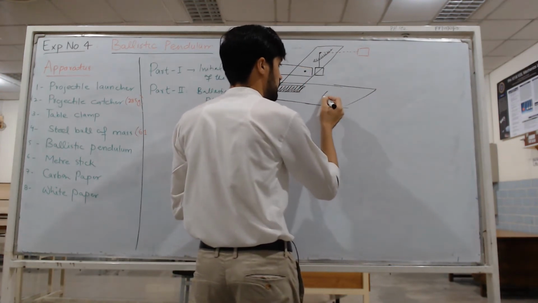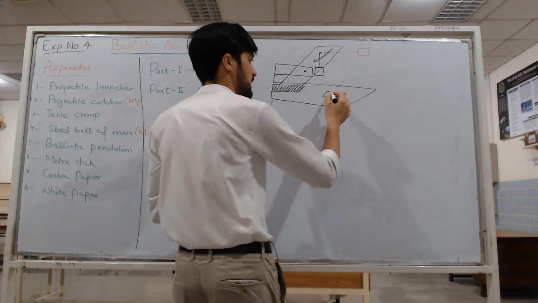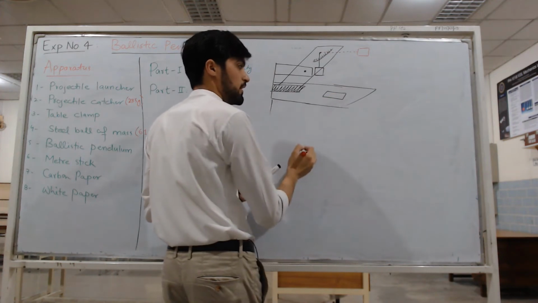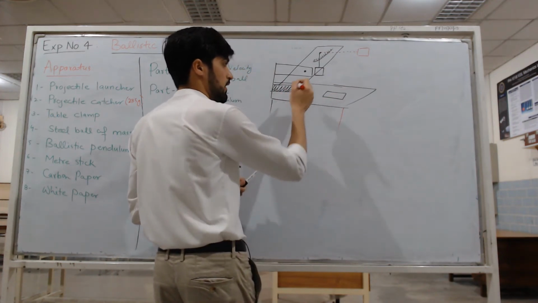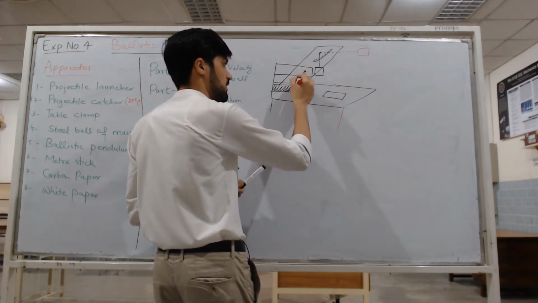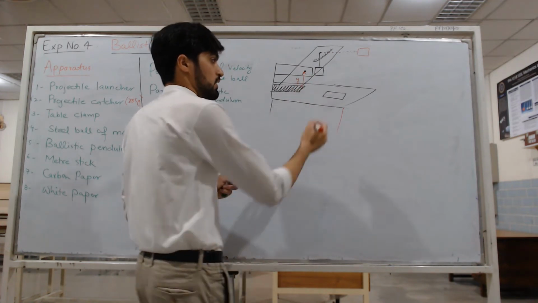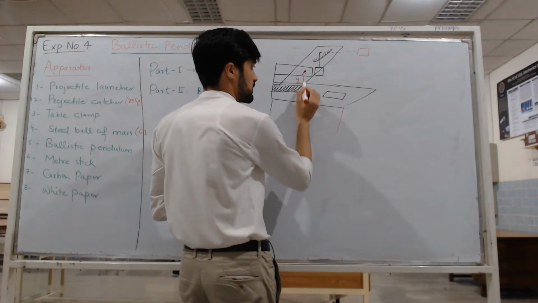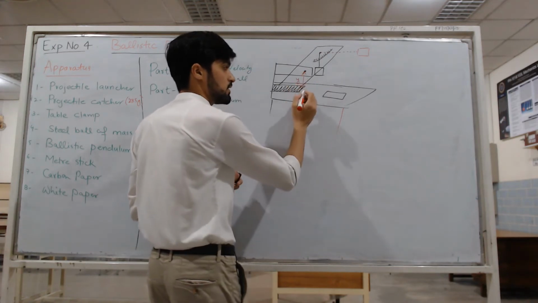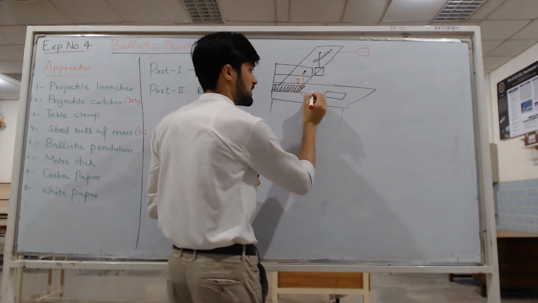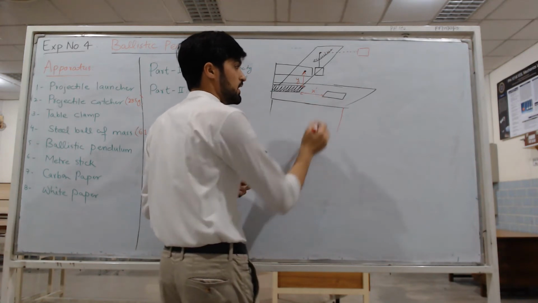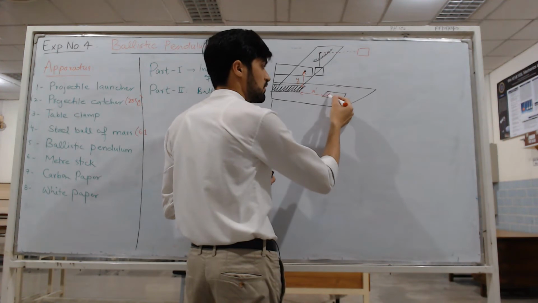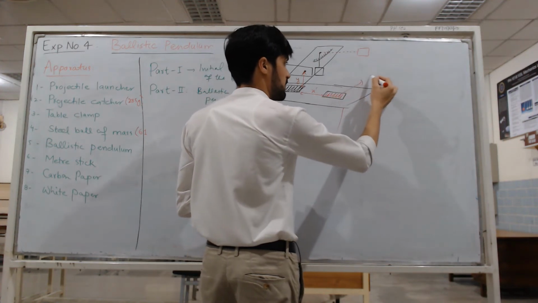You will keep a white paper, and at the top, you will place a white paper right in front of the projectile launcher. Its distance from the table surface is y. The distance from the plus symbol on this projectile launcher to this page is x dash. We know that. And when the projectile strikes the top of the white paper, we have a carbon paper.